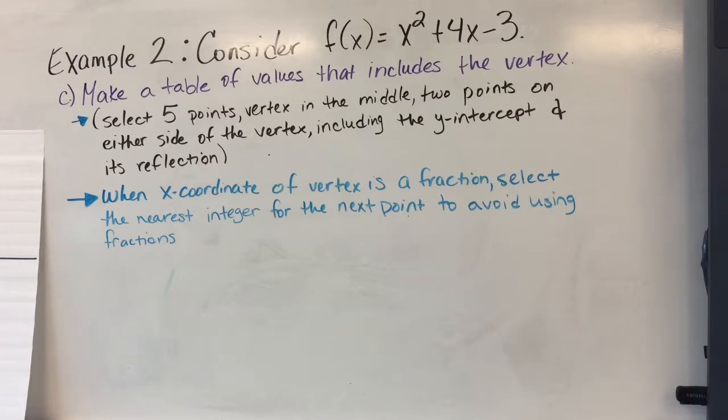Just a couple of pointers. When you make a table, you want to select 5 points. Make sure you have the vertex in the middle and then 2 points on either side of the vertex. So a point to the left of the vertex and a point to the right of the vertex, which is including the y-intercept and its reflection.